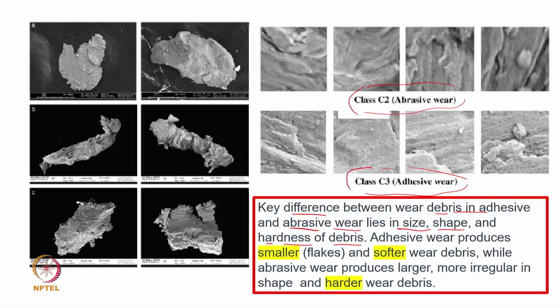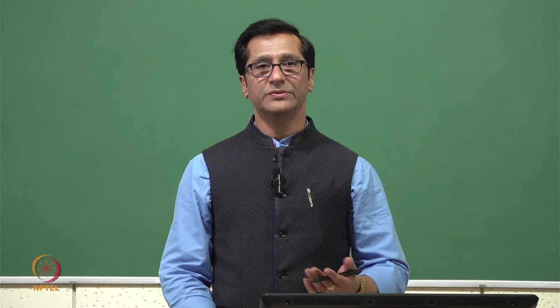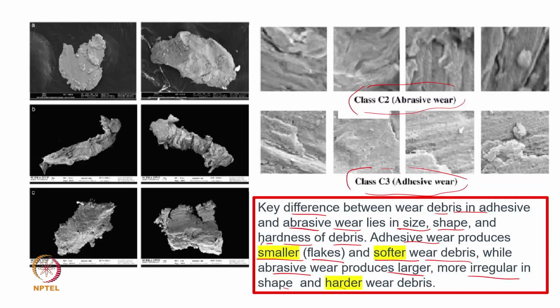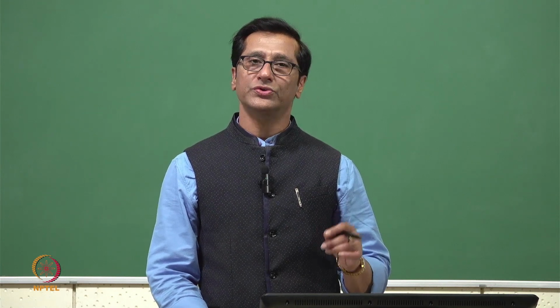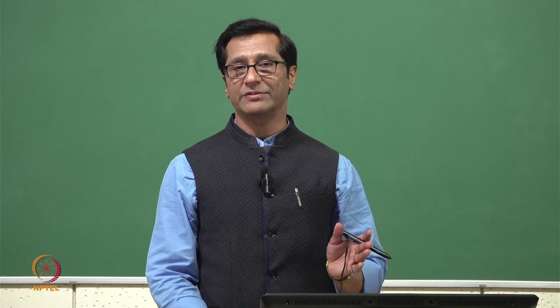So here, what has been mentioned in one of the papers is that adhesive wear produces smaller flakes and softer wear debris, while abrasive wear produces larger, irregularly shaped and harder wear debris. Somehow I am not convinced by this. We say no, adhesive wear may also occur from harder debris. However, we know that if the hardness increases, metal reactivity and molecule transfer come down. So it should be on the softer side. But again, it's relative.